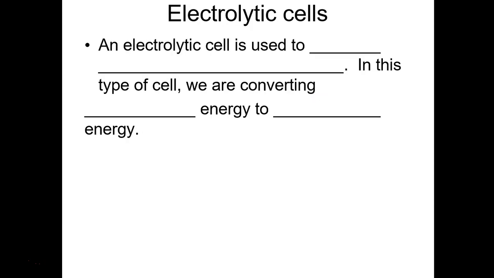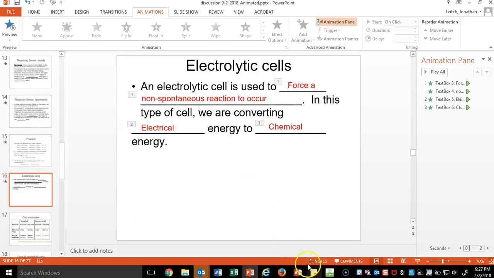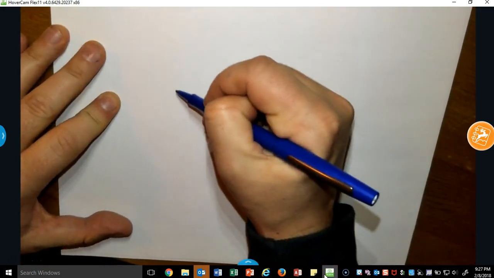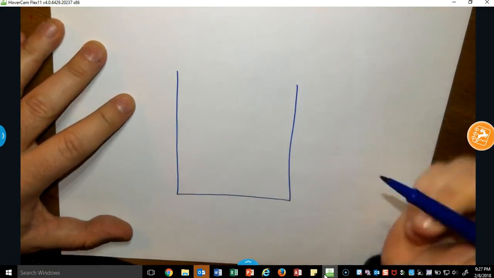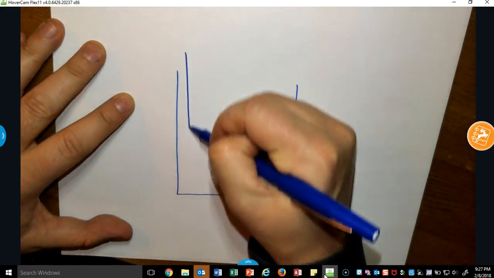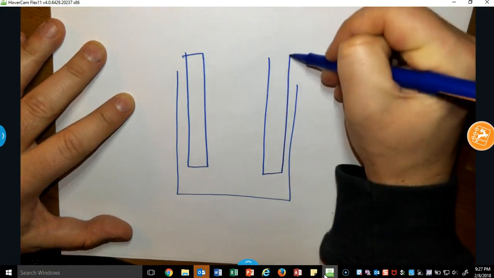All right, so now let's talk about electrolytic cells. An electrolytic cell is used to force a non-spontaneous reaction to occur. So in this type of cell, we're converting electrical energy into chemical energy. And what I want you to put right down here is just the general image of an electrolytic cell. An electrolytic cell, unlike a voltaic cell, will consist of only one reaction vessel. And both electrodes will be in the same vessel. Right?